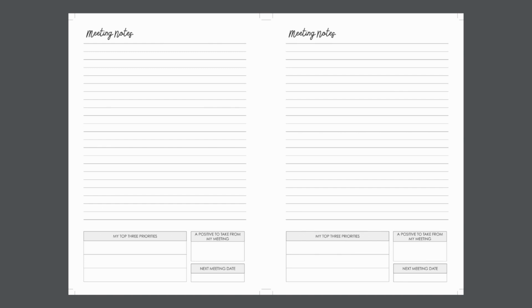These are perfect for your mentor meetings. You've got space for your notes themselves, as well as space for your top 3 priorities, a positive to take for the meeting, and then the date of your next meeting.